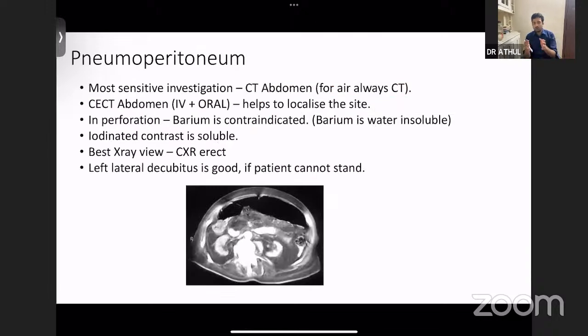You all know this. So why I put this is that pneumoperitoneum is very, very important because there are multiple signs and multiple investigations in pneumoperitoneum. So this is a CT image showing pneumoperitoneum.